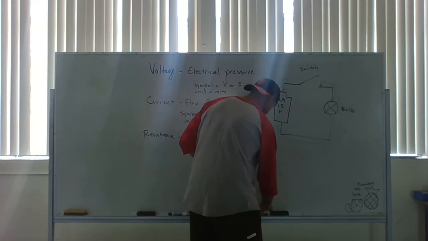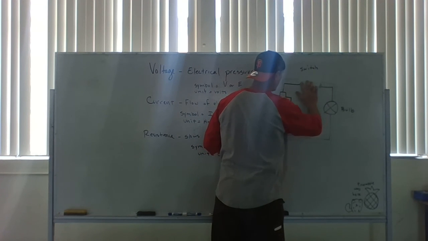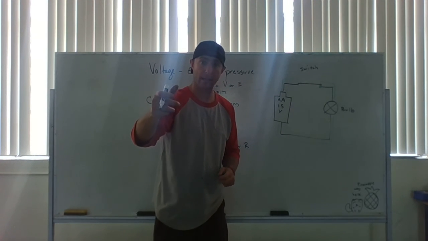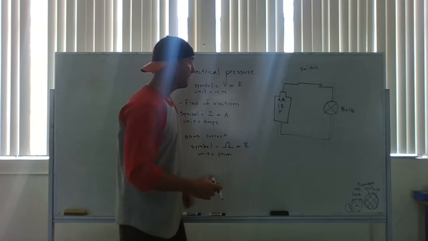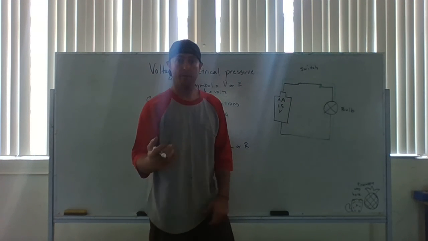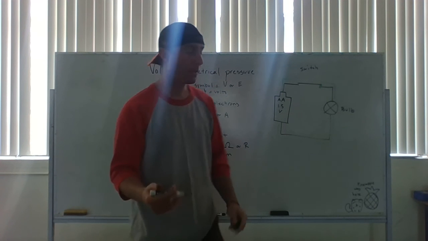Now, once I close this switch, I have a closed circuit. Okay, I've now closed that switch. I've turned on my headlights or whatever we're doing here. All right, and now electricity can flow all the way back to my battery. Therefore, that light bulb will turn on.